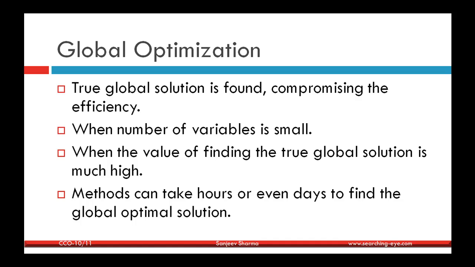Another problem in non-linear optimization is global optimization, where we seek the global solution. There is a global optimum solution for the optimization problem. When the number of variables is small, we can go for global optimization, but the solution takes a very long time. It can take hours or even days to find the global optimum solution.